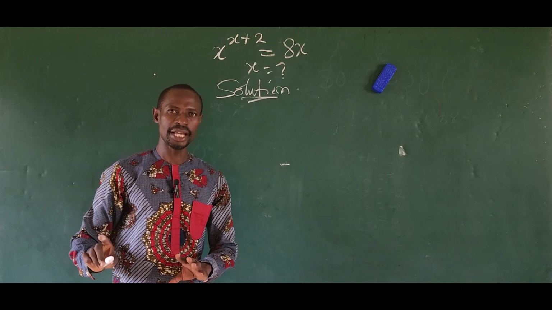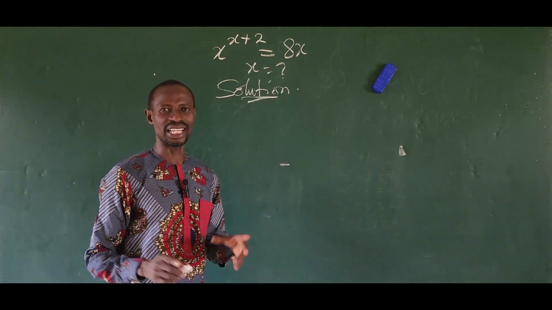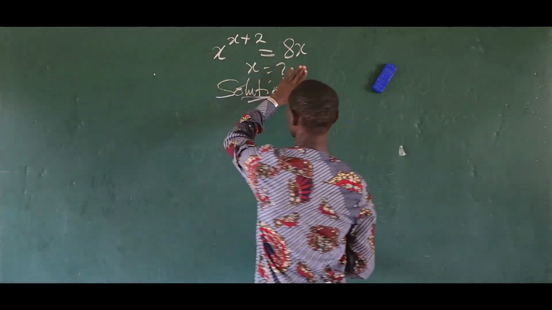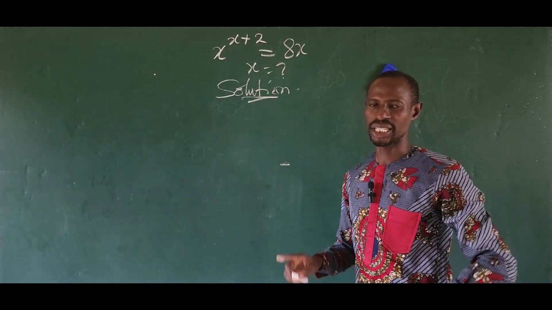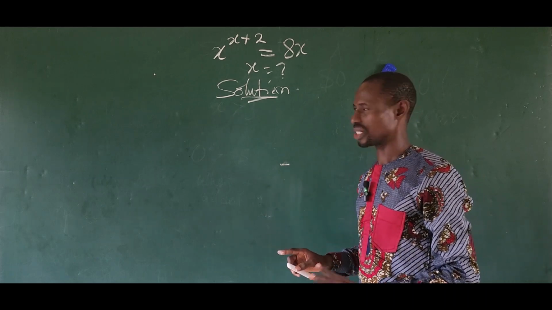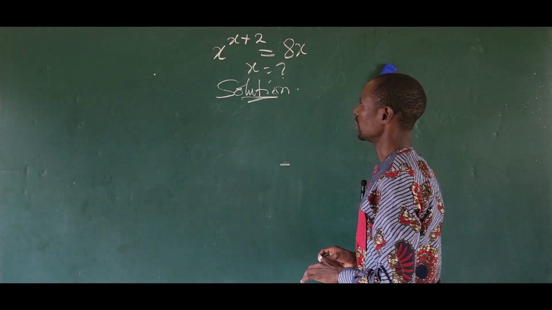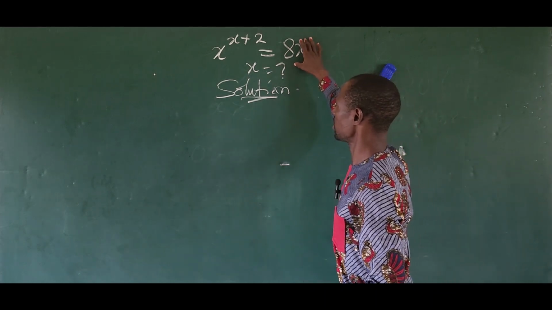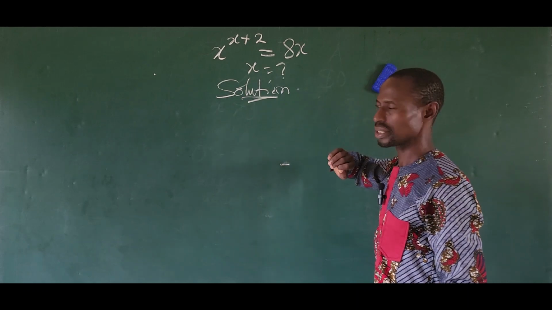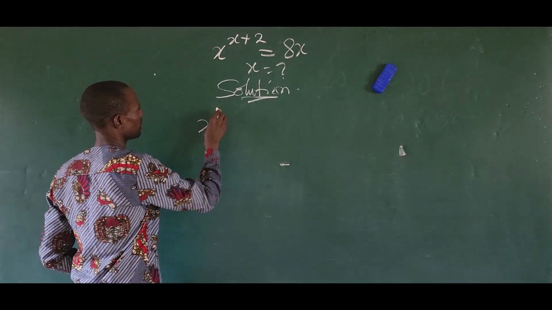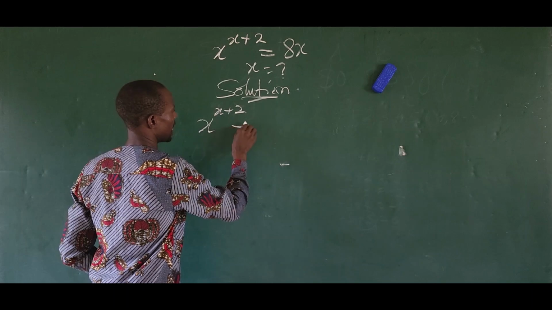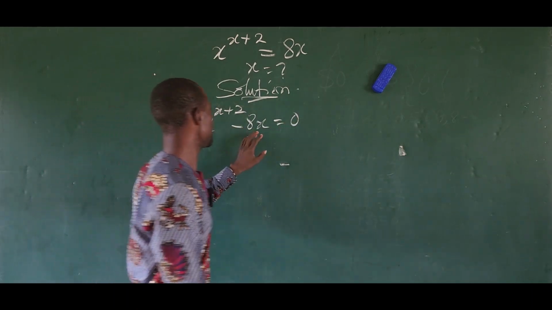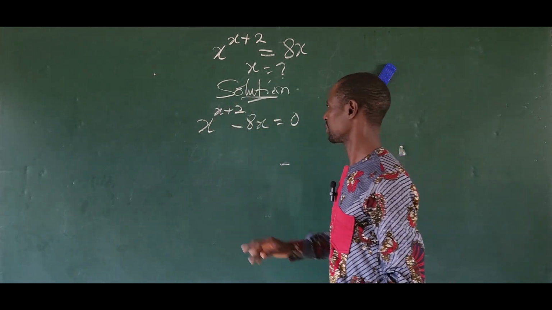Now, stay from the beginning to the end of this class because we're going to do a simple verification of our answer. If you have a challenge of this kind, we can solve it using different approaches, but here is a simple approach I'm going to use. First of all, I want to move this quantity to this side of the equation. So we have x to the power of x plus 2 minus 8x equals 0.